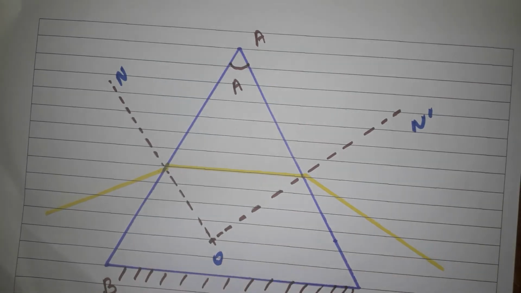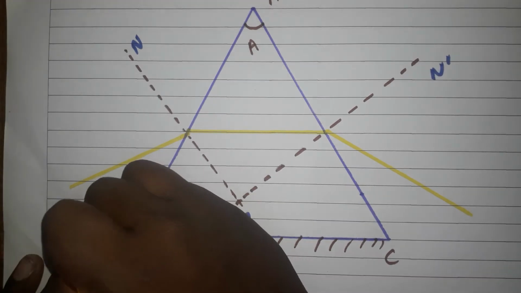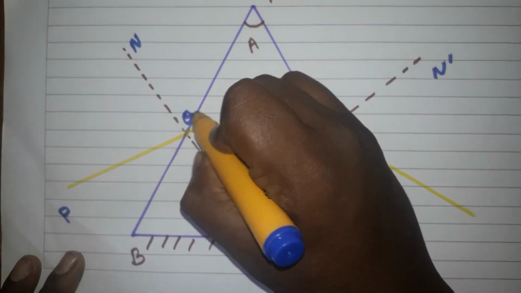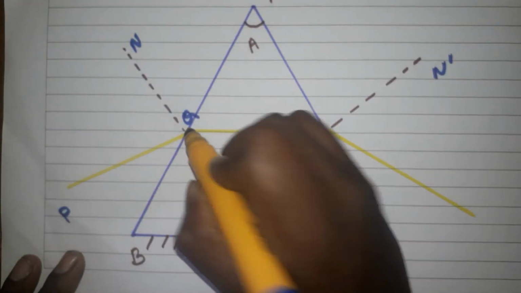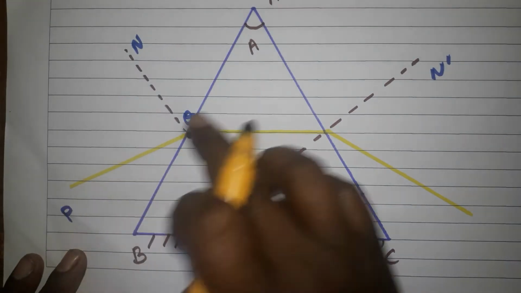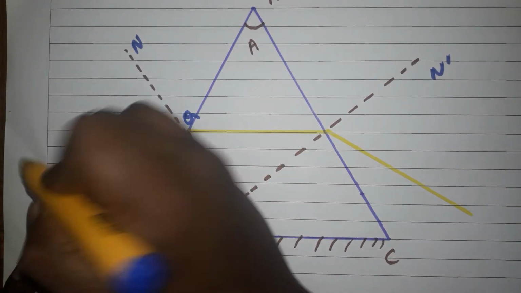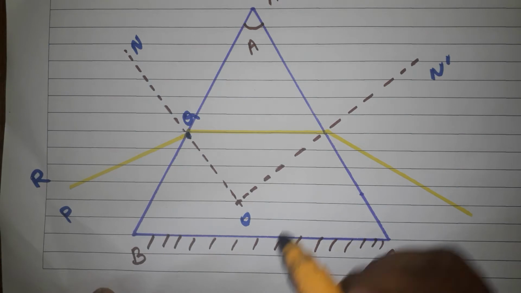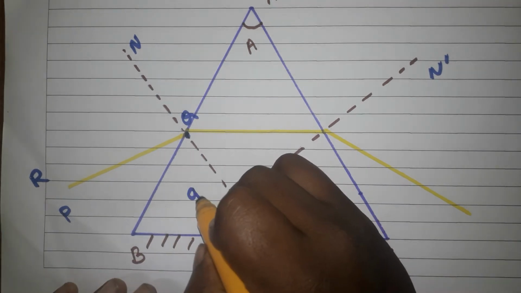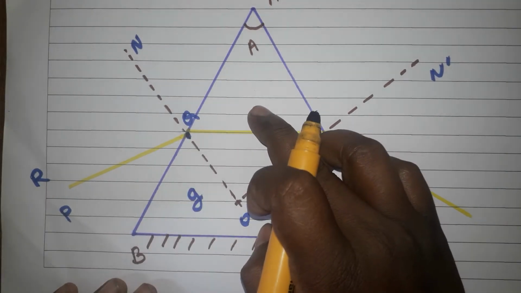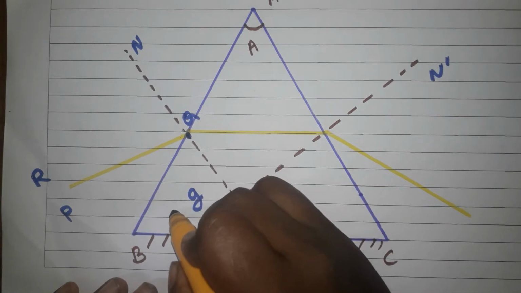Now PQ is the incident ray. At the point Q, the light is going from a rarer medium to a denser medium. The rarer medium is the air medium, and the denser medium is the glass medium. The light travels from air to glass, rarer medium to denser medium.